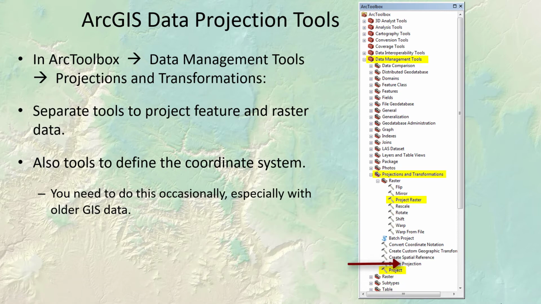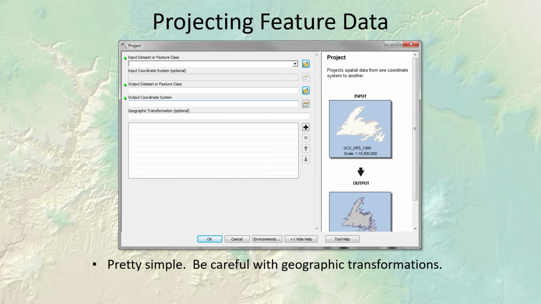It's that define projection tool. Now, to project data is pretty simple. You just load up this little window here. You pick the input data set, you pick what you're going to name it and where you're going to put it, and then you declare the output coordinate system.